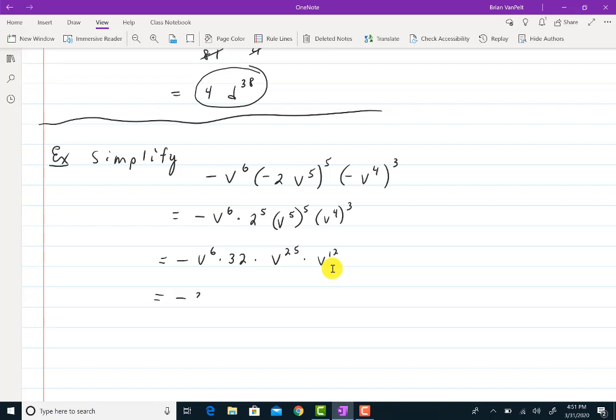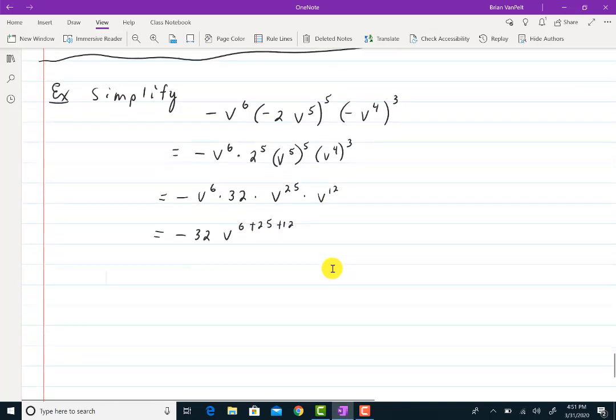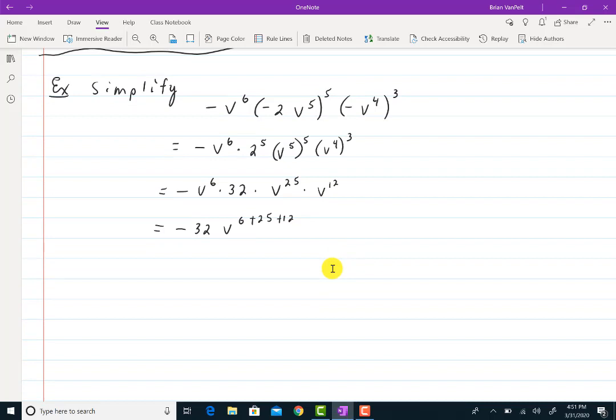And now I'm going to put my number in the front, and I'm going to add up all of my exponents for the v's. So I had a 6, I had a 25, and I had a 12. So that looks like v to the 43rd. So negative 32 v to the 43rd.